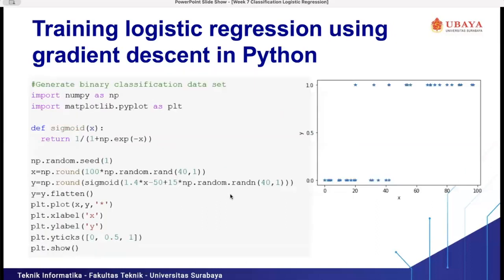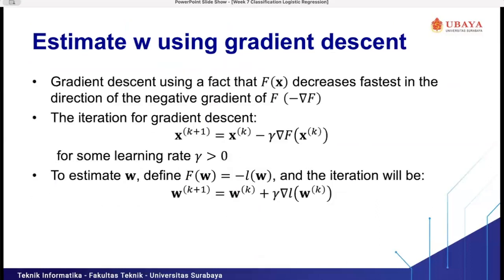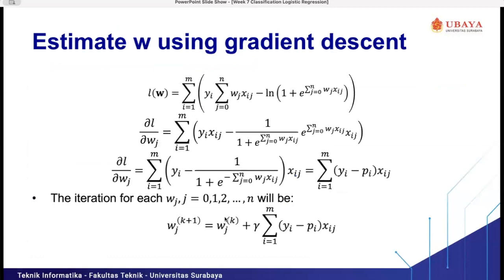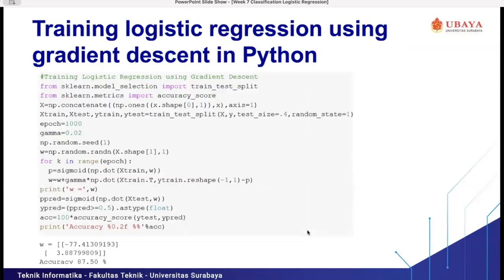Okay, so we can just go to our previous formula here. So this is actually the implementation of this updating weights formula. We multiplied the y_i with the x_ij minus p_i. So this is the implementation for the updating weights formula.